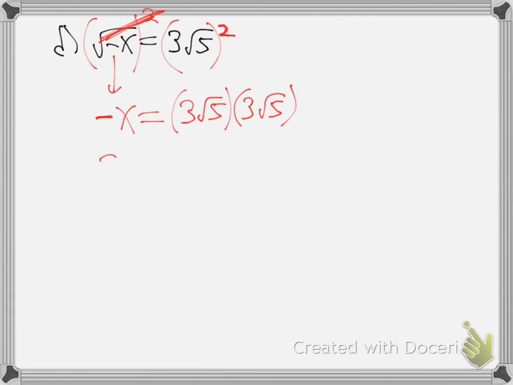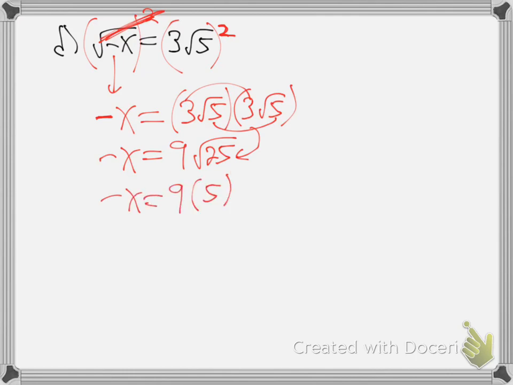2 of them. So what does that do? 3 times 3 is 9, and square root of 5 times square root of 5 is square root of 25. They go together under one root. And what's the square root of 25? Plain 5. Like that. And that's 45. Last step to get x alone. Divide by negative 1. X is negative 45.